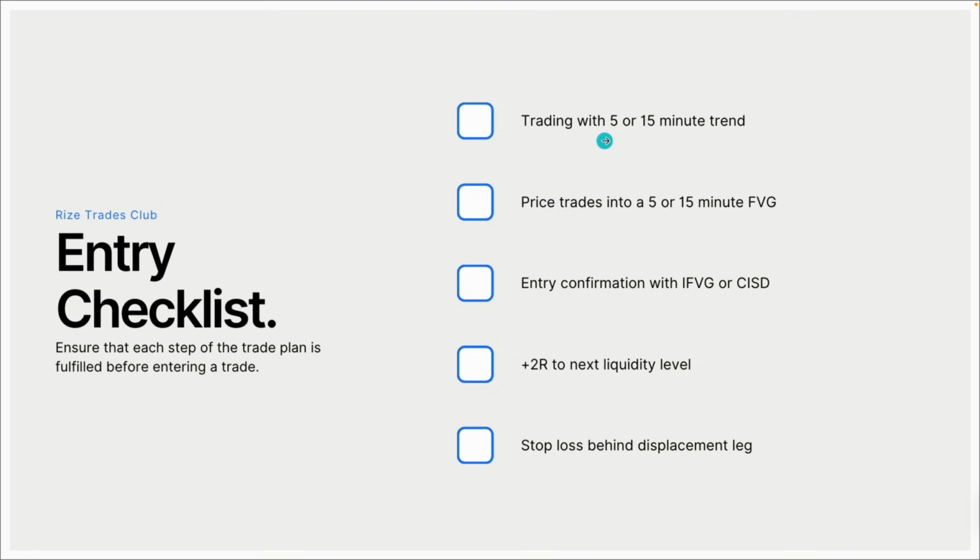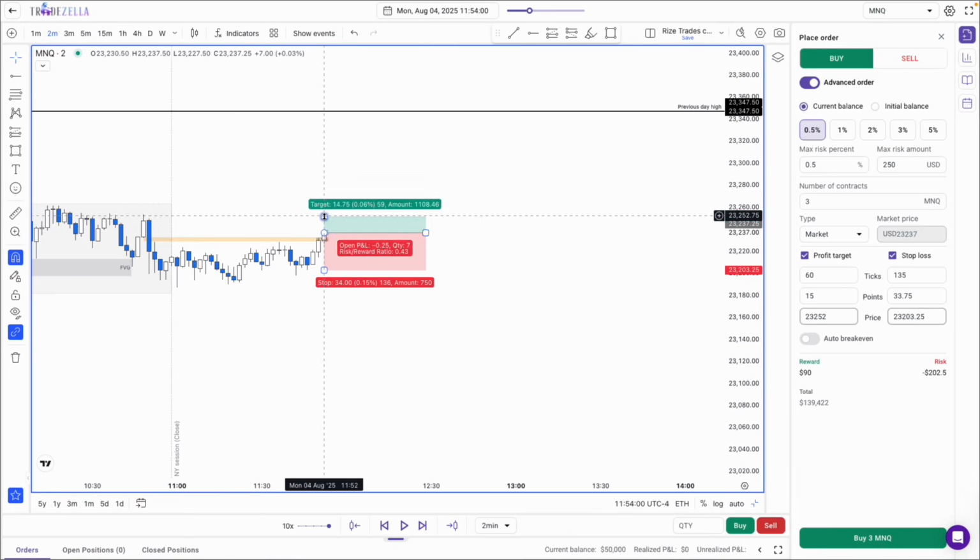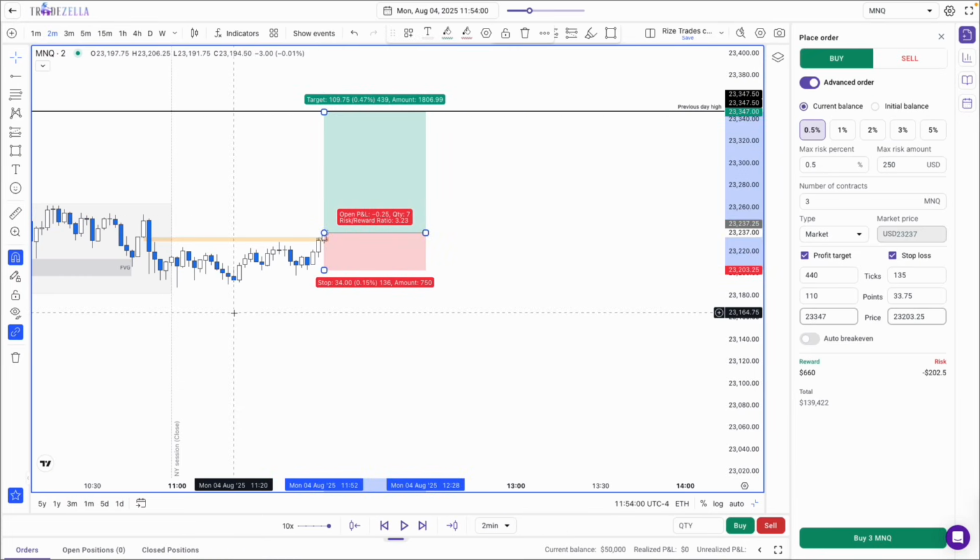Okay, so if we move on to our entry checklist, make sure you're following this, link down in the description below. Trading with 5 or 15-minute trend, which we are, price trades into the 15-minute gap, and then we get an entry confirmation with that inversion fair value gap. We want 2R to next liquidity level. Our next liquidity level is that previous day high. Do we have 2R? We've actually got 3.2.